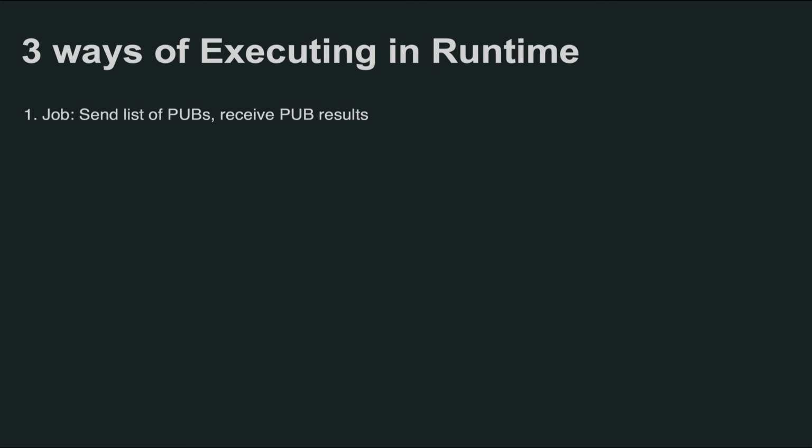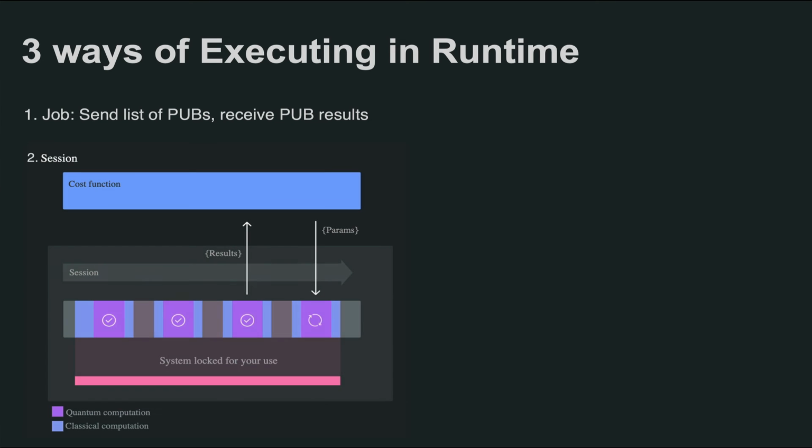First is the one we just covered, which is we generate a list of primitive unified blocks, send them to the quantum hardware, and simply receive the results. But there's also the concept of session, which is what we would use if we're running, for example, the variational quantum eigensolver algorithm, where what we have is parts of a program that have some classical computation and some quantum computation. So for example, imagine we classically define some parameters, run a quantum circuit, then send that to a cost function that would update those parameters, and then send them back to our quantum circuit that needs to be now executed in hardware.